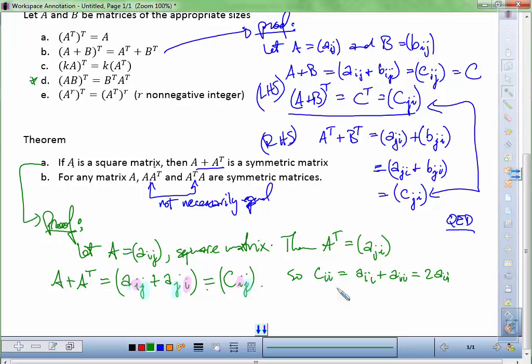All right, so this is Cii. Now let's make a note here that these are the diagonals. And let's take a look at Cij. So Cij, that's how we came up with the sum, right? Is equal to Aij plus Aji, right? So what I want to do is compare that with Cji.